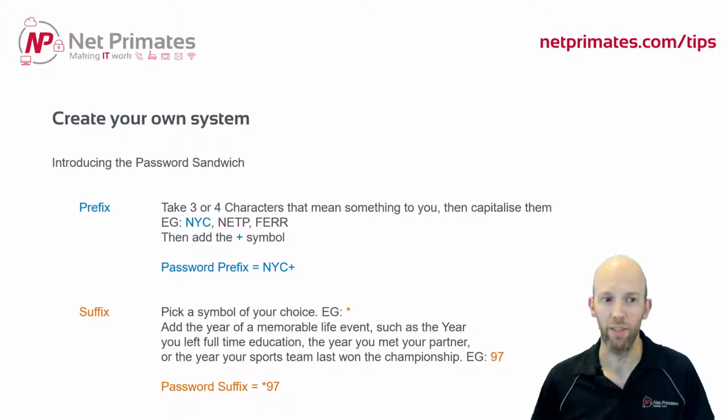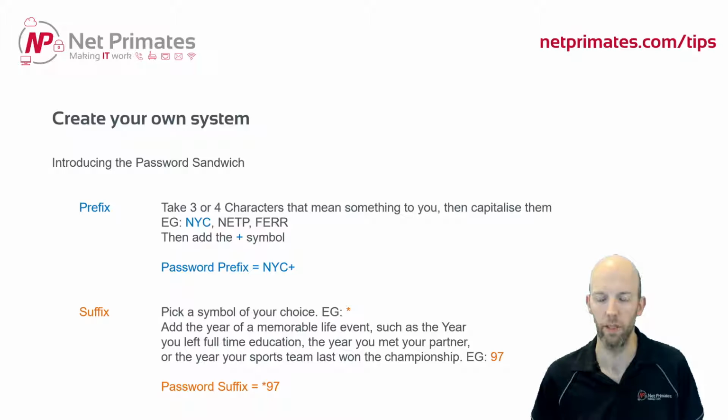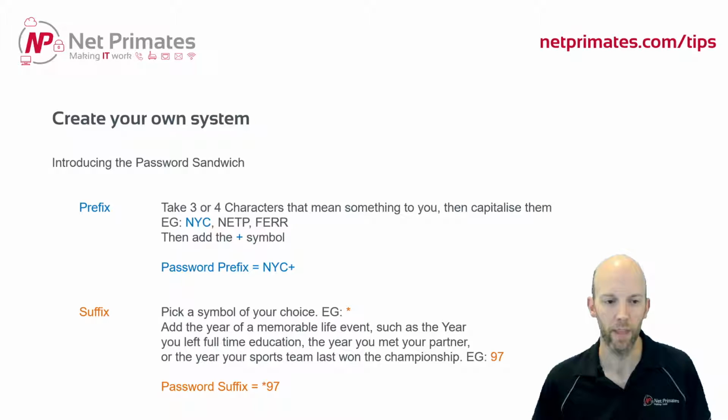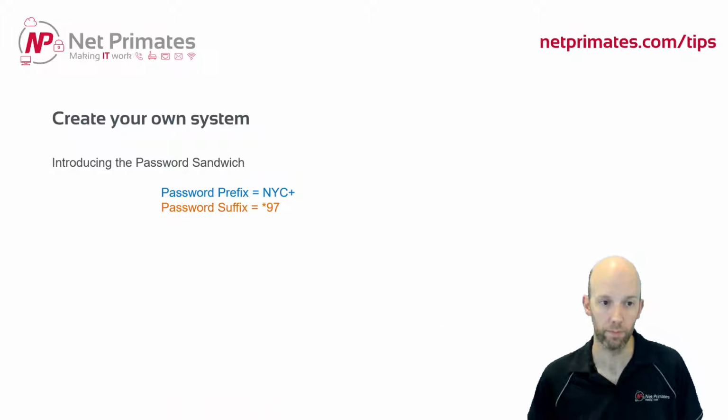I wouldn't here, for your prefix, use your initials, and your suffix, use your year of birth, just because it's personally identifiable information. Somebody might catch on to it. So let's just go for things that mean something to you, but are ultimately random to an outsider. This results in this example of a password suffix of *97. So that's going to be the end of all of the passwords I use.